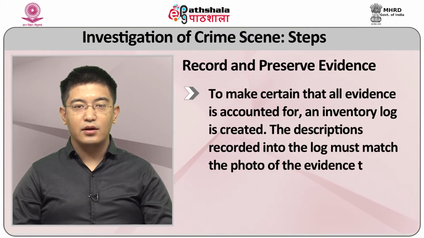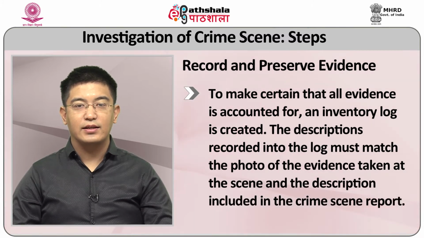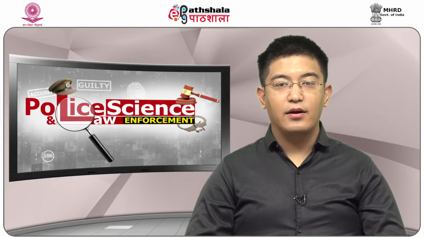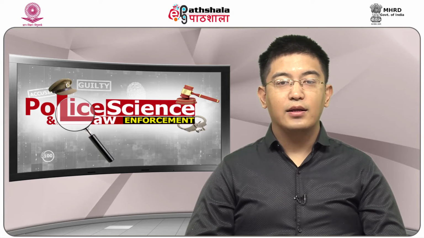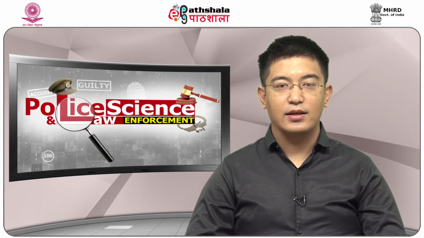The descriptions recorded into the log must match the photo of the evidence taken at the scene and the description included in the crime scene report. For instance, if a gun is collected, the serial number of the firearm in the evidence log must match the serial number shown in the photo that was taken at the scene. This paper trail establishes the chain of custody that will follow the evidence throughout the life cycle of the case.